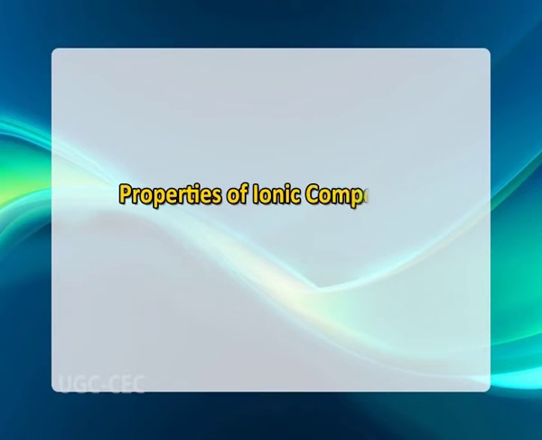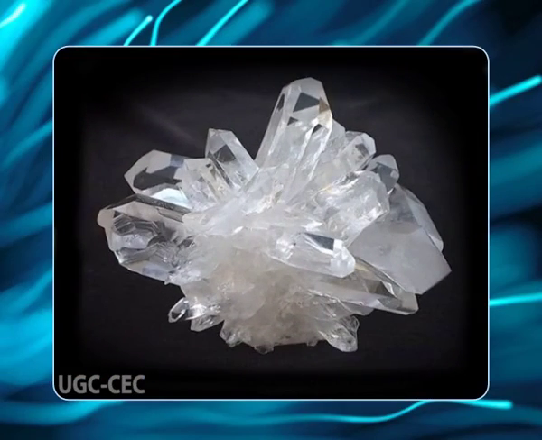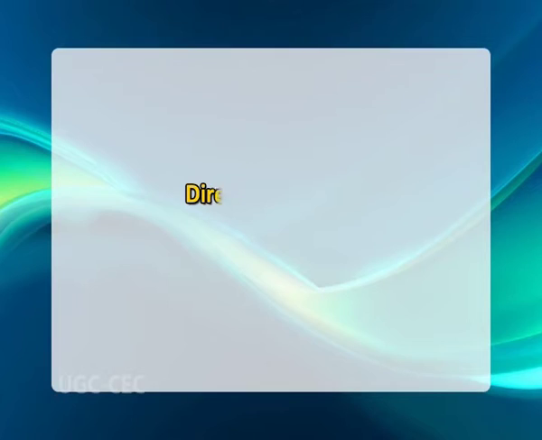Now, the properties of ionic compounds. Physical state. The ionic compounds contain oppositely charged ions which are strongly attracted to each other. Hence, these are hard substances existing as crystalline solids at room temperature. Their melting and boiling points are very high due to strong electrostatic forces of attraction between the ions.